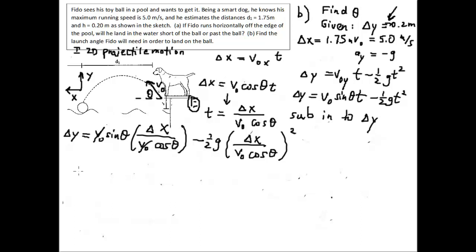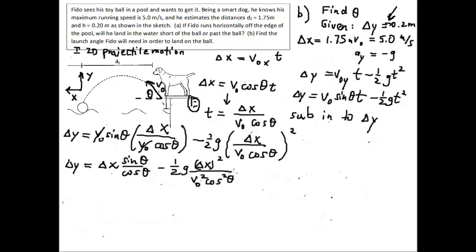The first thing that we see is that we can write delta y then as delta x, and I could write tan theta, but I have reasons for not wanting to do that right now. Sine theta over cos theta, right? And then minus 1/2 g. Now delta x gets squared in the numerator, and then in the denominator we have v0 squared cos squared theta.